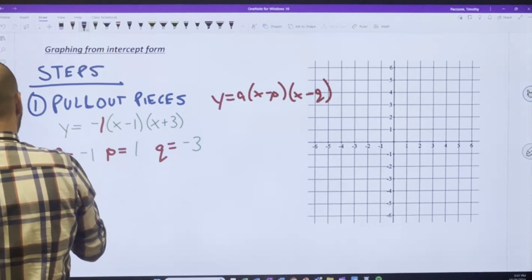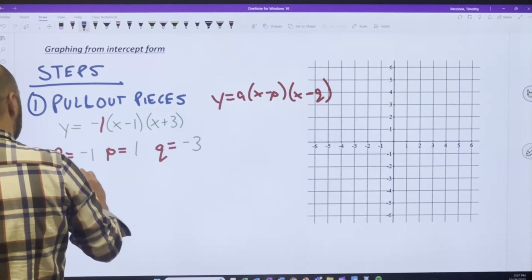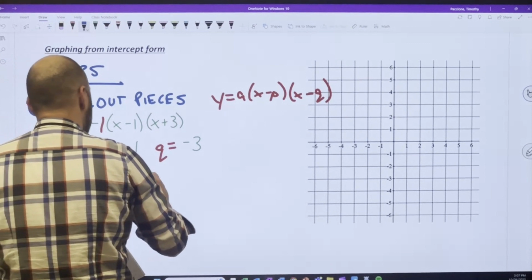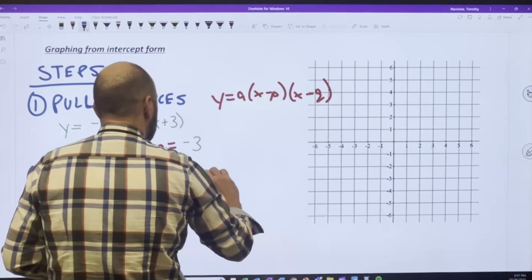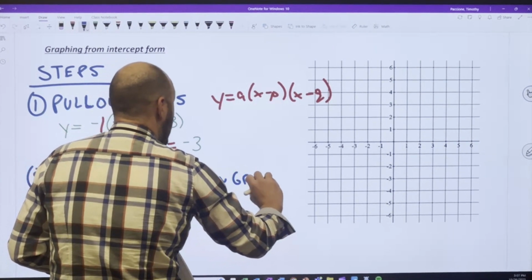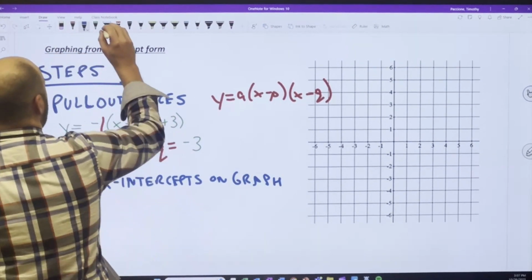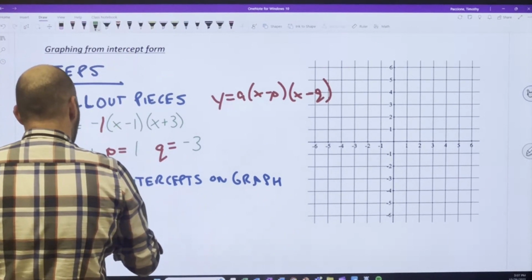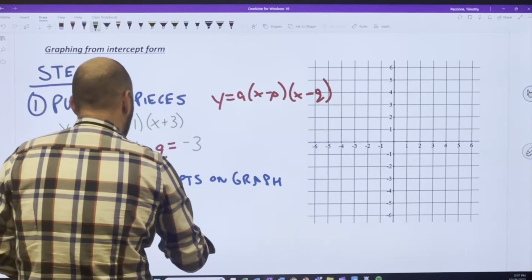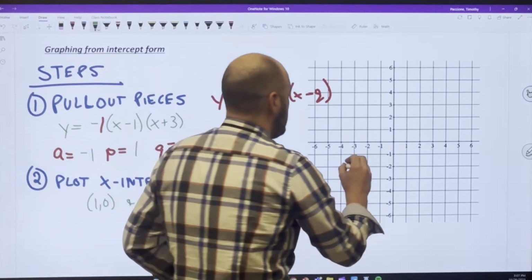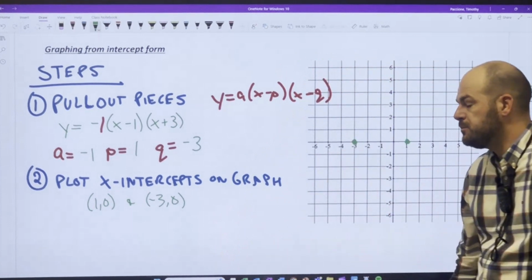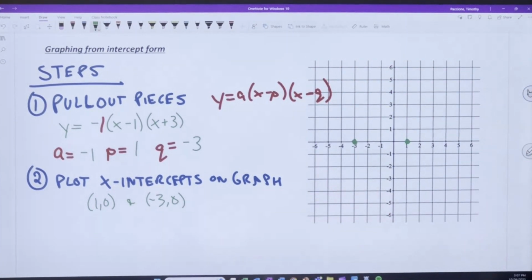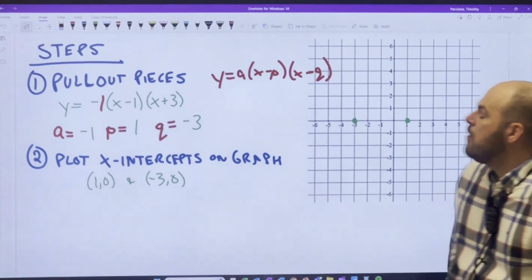Step 2 is to plot your x-intercepts on the graph. We know our x-intercepts now are (1, 0) and (negative 3, 0). So I go to those 2 points and I add a point. We're on our way. We have points on the graph. It's always good.